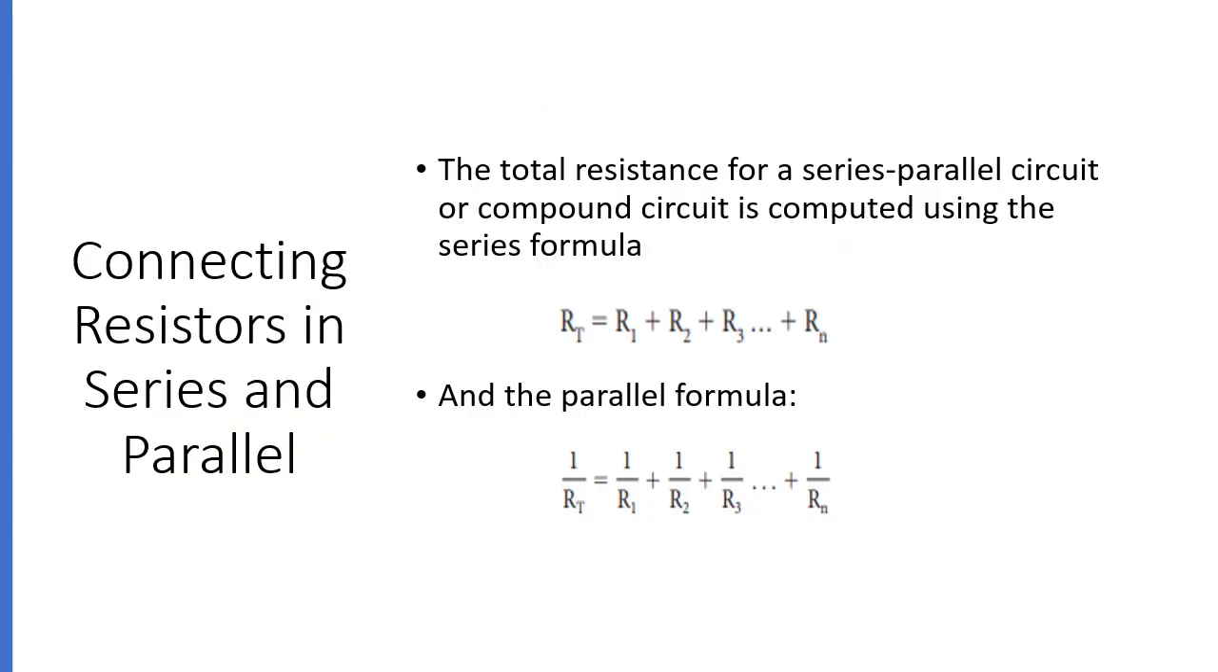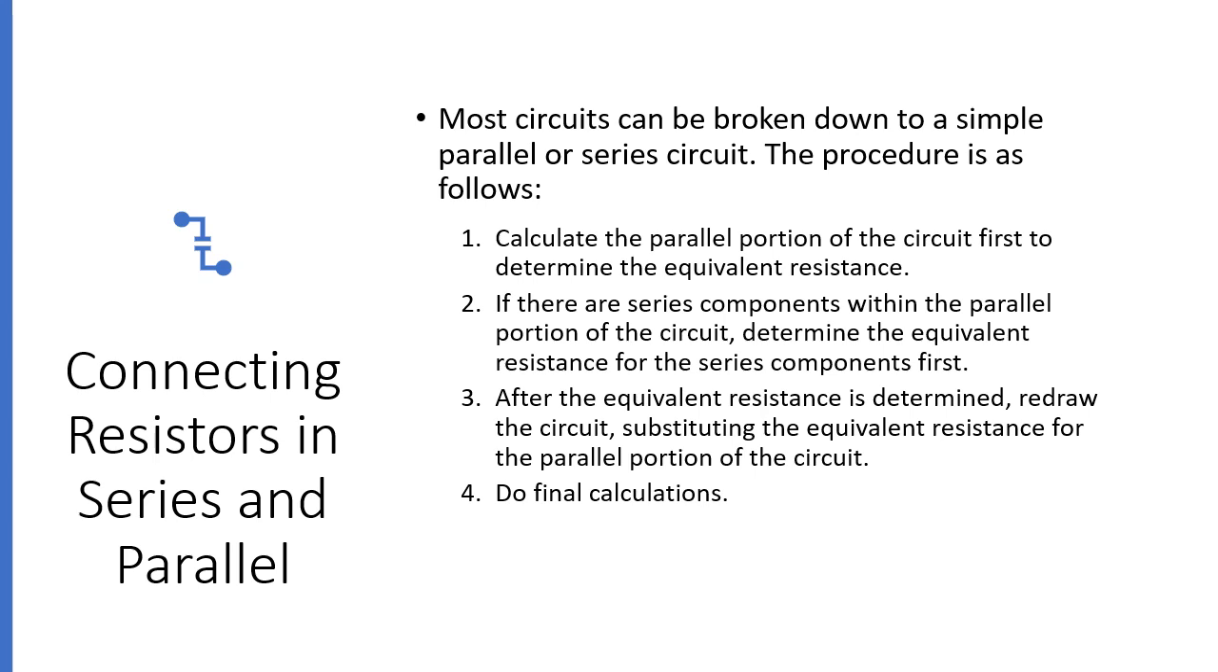The total resistance for a series parallel circuit or compound circuit is computed using the series formula, RT equals R1 plus R2 plus R3 plus until Rn, and the parallel formula, 1 over RT equals 1 over R1 plus 1 over R2 plus 1 over R3 plus until 1 over Rn. Most circuits can be broken down to a simple parallel or series circuit.